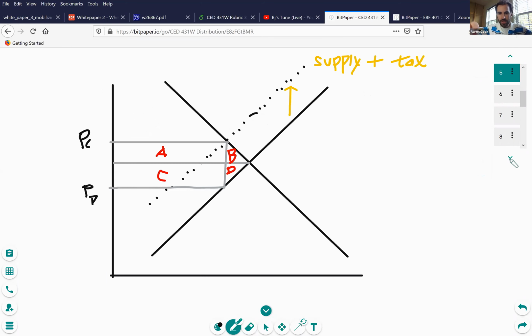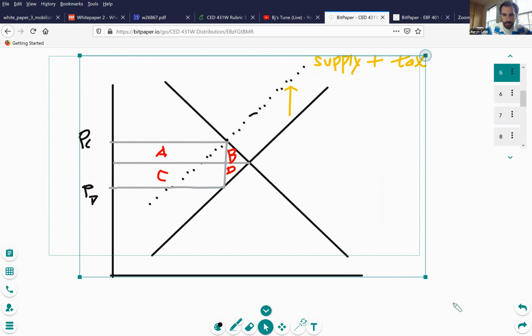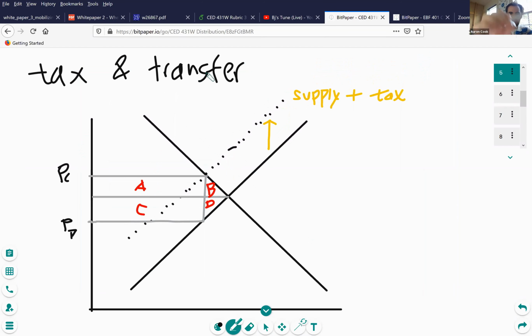I have a graph here just to set things up and remind us where we've been. This is a graph that shows an example of some kind of tax and transfer program. We've seen some of these supply and demand graphs before. These upward sloping lines are the supply curve for some good. The downward sloping lines are the demand curve.